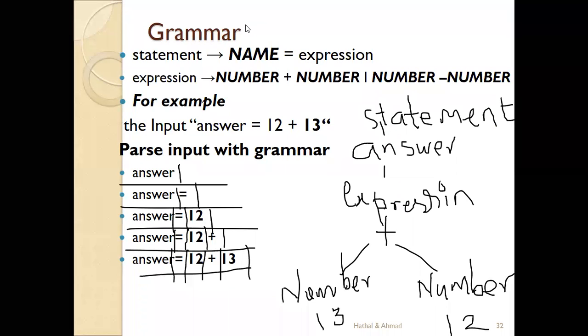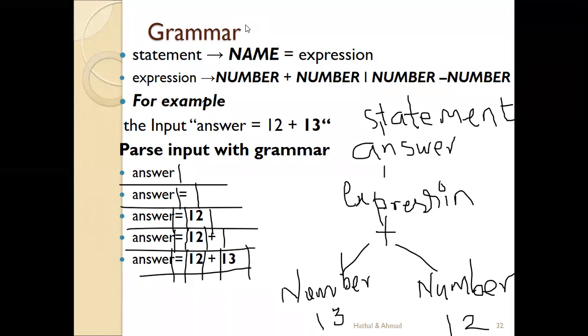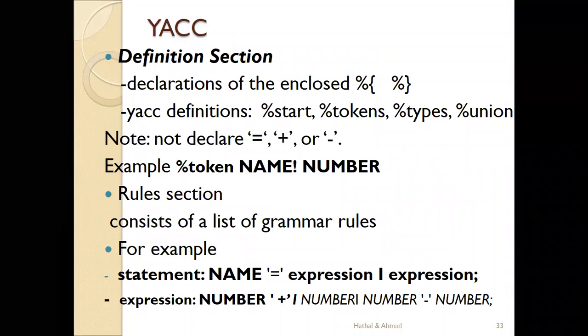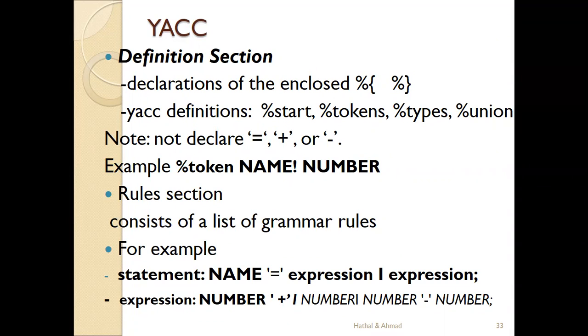Let us see how you can use this grammar and the set of productions to perform arithmetic calculations with an example. Yacc, another compiler tool, has three different sections, similar to the lexical analyzer. The first section in Yacc is the definition section.